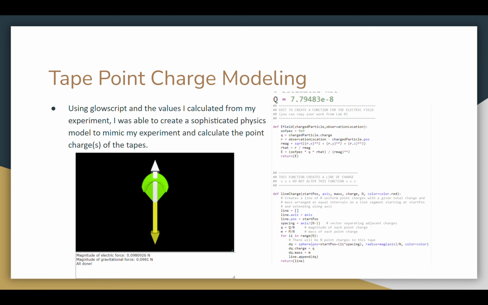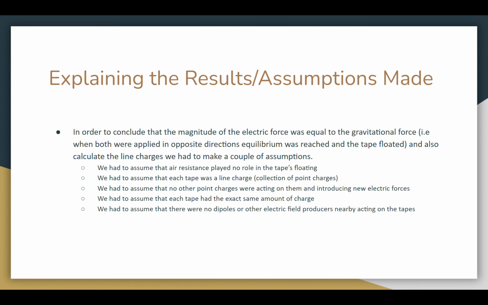Right? So going into the results, in order to conclude that the magnitude of the electric force was equal to the gravitational force, i.e. when both were applied in opposite directions, equilibrium was reached and the tape floated, and also calculate the line charges, we had to make a couple of assumptions. We had to assume that air resistance played zero role in the tapes floating. We had to assume that each tape was a line charge or a collection of point charges, as opposed to just assuming that it was one point charge.